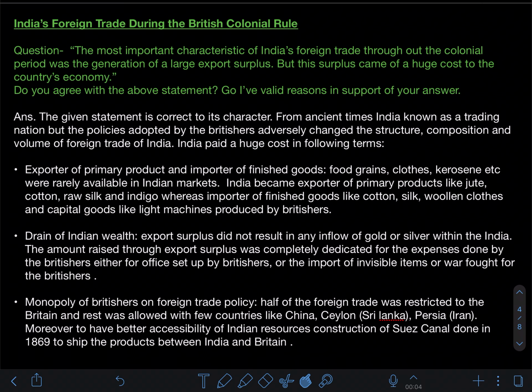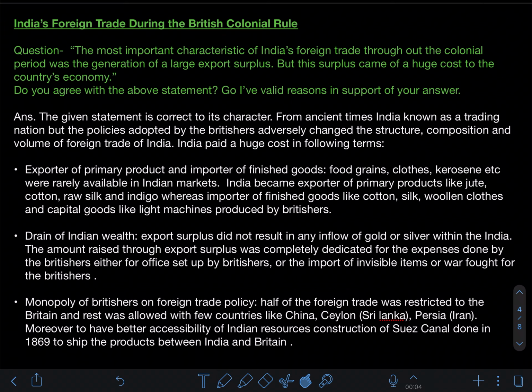In this I'm putting up the question: the most important characteristic of India's foreign trade throughout the colonial period was the generation of a large export surplus, but this surplus came at a huge cost to the country's economy. Do you agree with the statement? Give valid reason.